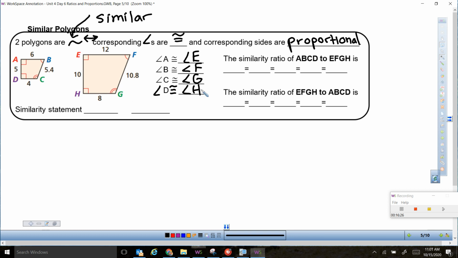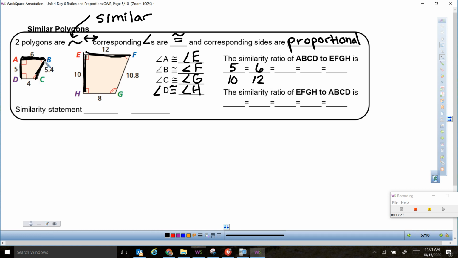Now we need to show that their corresponding sides are proportional. So we're going to find the similarity ratio for ABCD to EFGH. So that means I need the first one compared to the second one. So ABCD, let's start with this side. So 5 corresponds to what on the second figure? 5 to 10. So this needs to be 5 over 10. And 5 over 10 simplifies to what? 1/2. Okay, looking at the top. This one is 6. What is the top on the second one? 12. And 6 over 12 simplifies to 1/2.